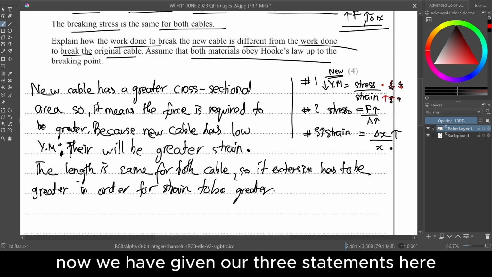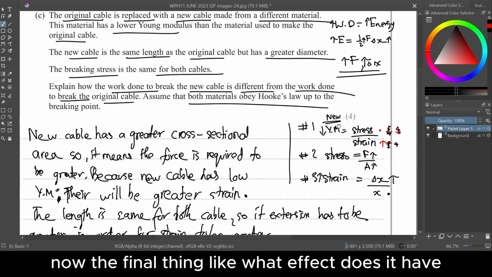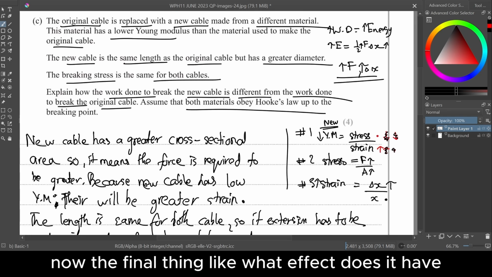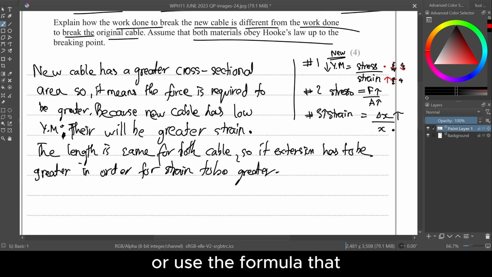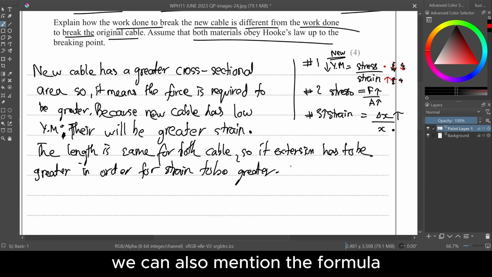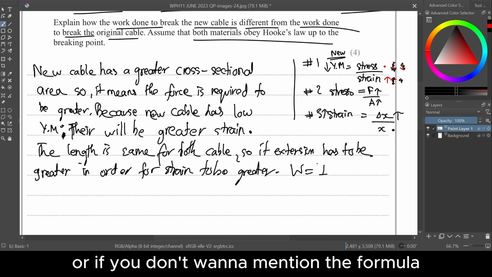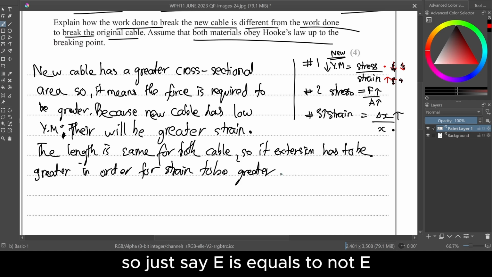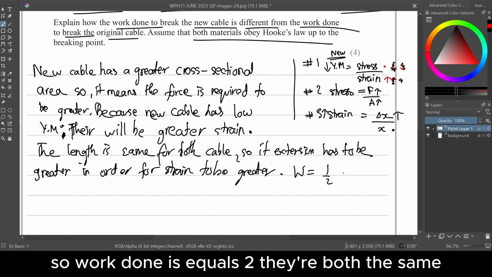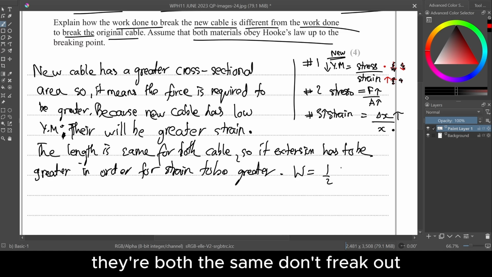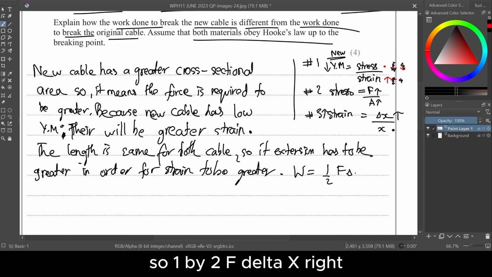Now we have given our three statements here. Now the final thing, what effect does it have on the work done? We can use the formula, or if you don't want to mention the formula, just write the statement, right? So just say work done is equal to, not E, because they specifically ask work done. They're both the same, okay? Don't worry, they're both the same. Don't freak out. So 1 by 2 F delta X, right?